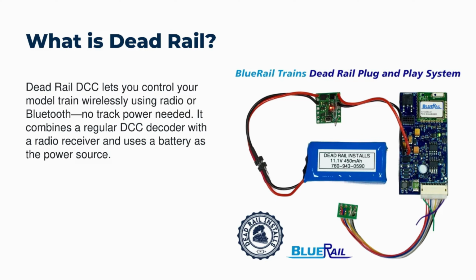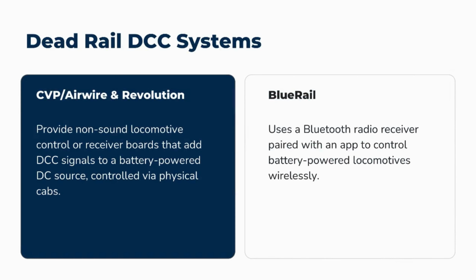That is, with a direct current, you're no longer driving the tracks. You just have power on the tracks if you're using it that way, or in your battery. So I talk about some different dead rail systems: CVP, Airwire, or Revolution. They do provide non-sound control for the locomotives. They also sell what they call their little converter boards, which are those receivers that receive the radio signals.